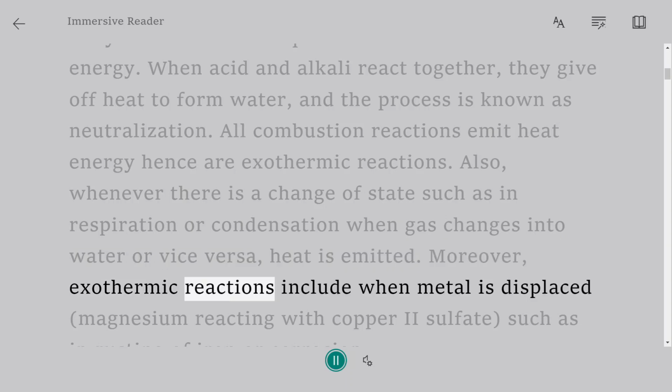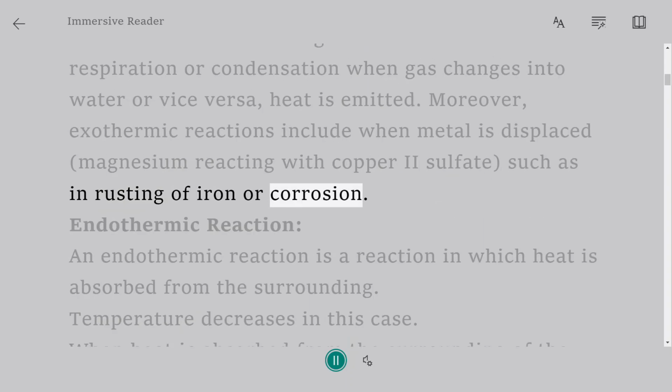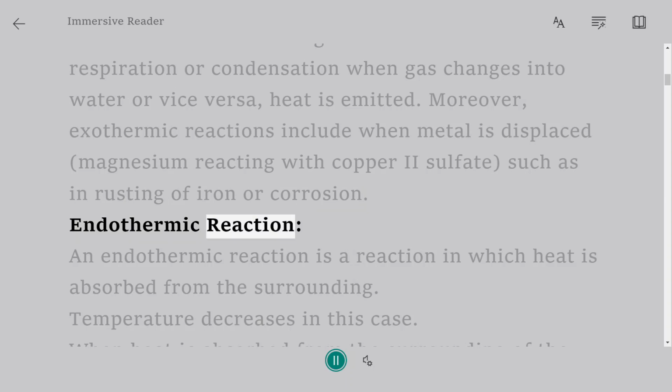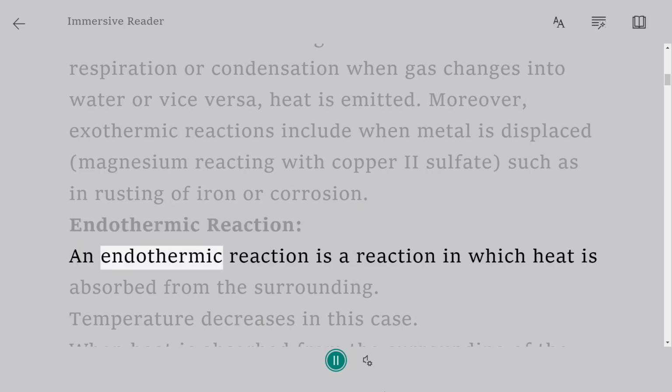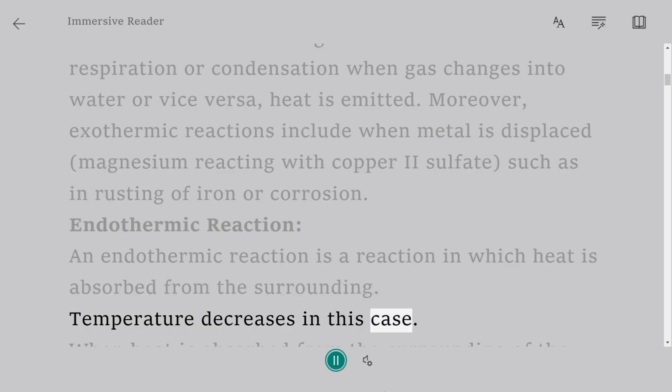Moreover, exothermic reactions include when metal is displaced, magnesium reacting with copper 2 sulfate, such as in rusting of iron or corrosion. Endothermic reaction. An endothermic reaction is a reaction in which heat is absorbed from the surrounding. Temperature decreases in this case.